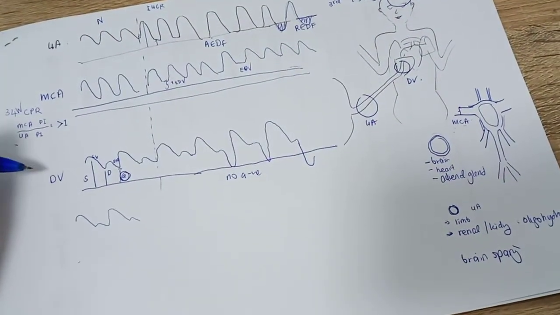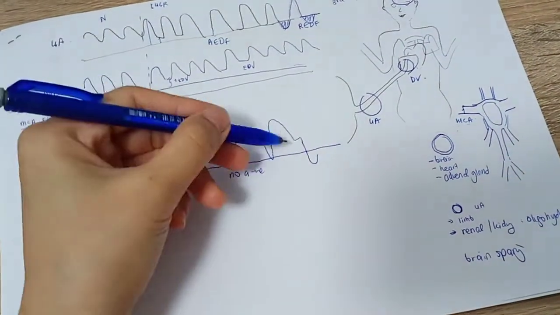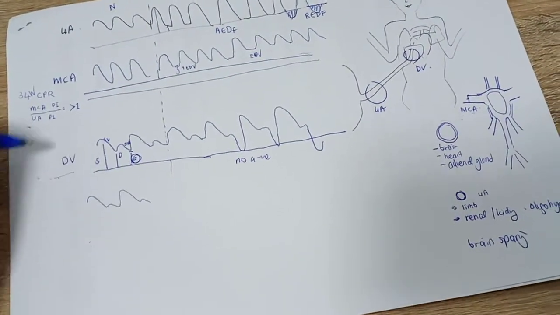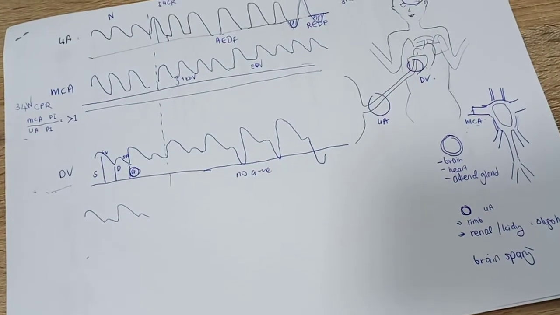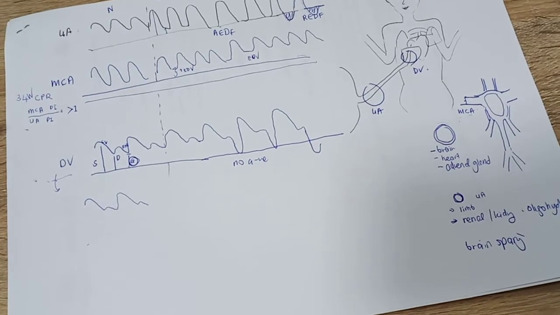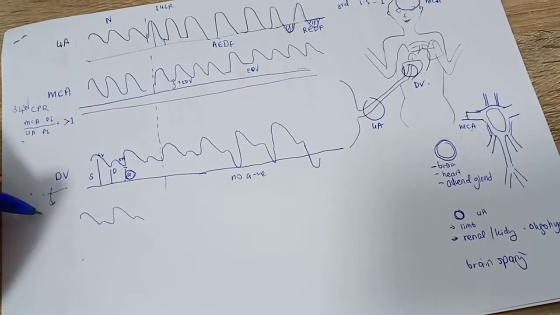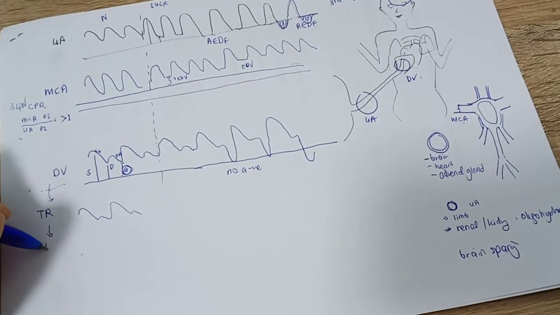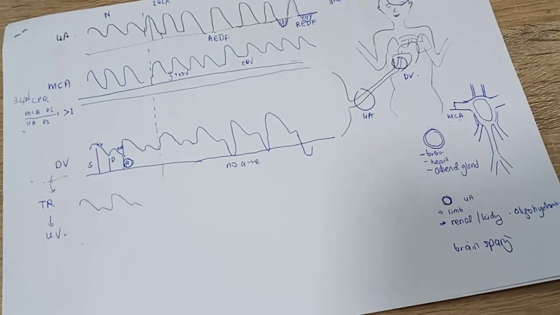For the DV in the first trimester, if you detect this, you have to think of aneuploidy. And if this develops later, then you have to think of IUGR. Subsequently, you have to scan other things like tricuspid regurgitation and also the umbilical vein, which will be explained later.